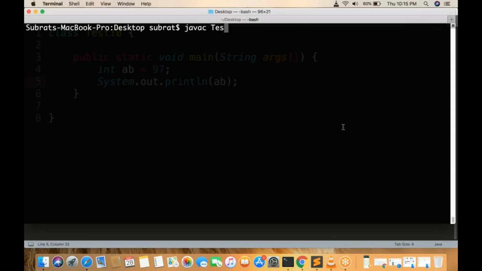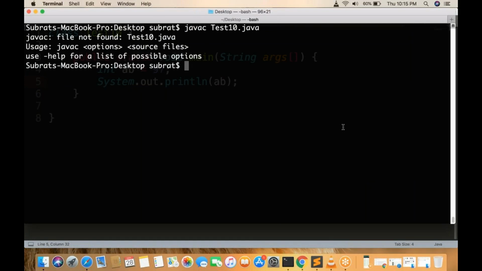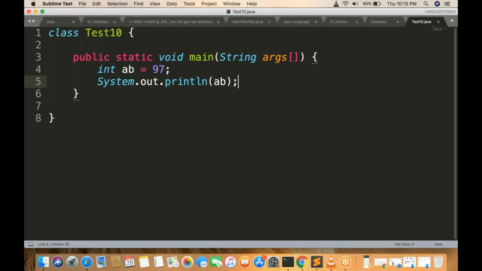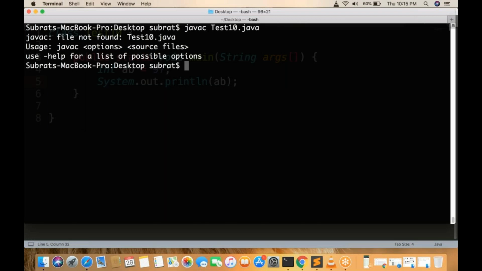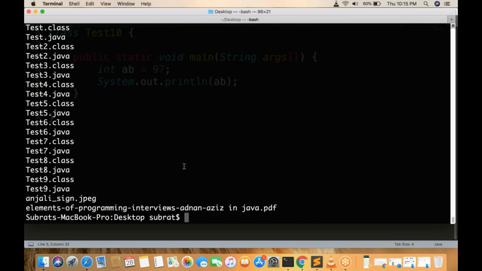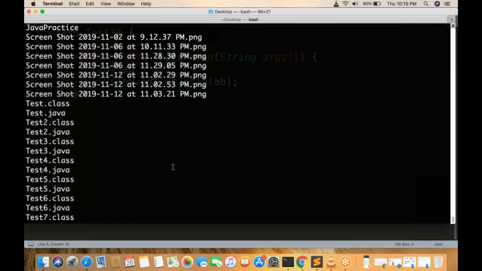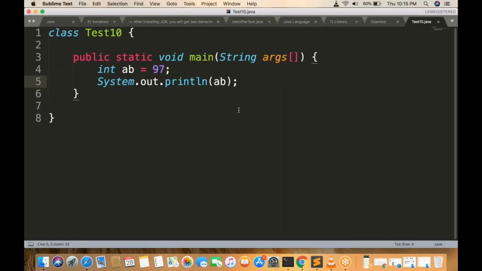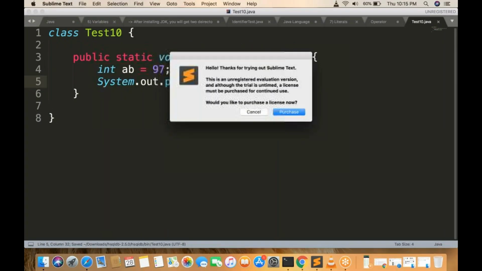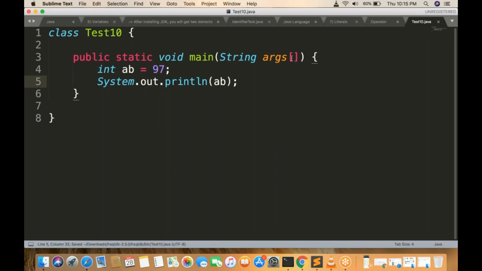javac test10.java. Okay, what is the problem? File not found. What is the file name? test10.java. Okay, I haven't saved.